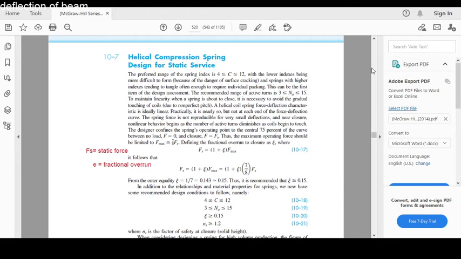of the design assessment. The recommended range of active turns is more than 3 and lower than 15. To maintain linearity when the spring is about to close, it is necessary to avoid gradual touching of coils due to non-perfect pitch. A helical coil spring force deflection characteristic is ideally linear. Practically, it is nearly so, but not at the end of the force deflection curve. The spring force is not reproducible for very small deflection and near closure. Non-linear behavior begins as the number of turns diminishes as coils begin to touch.